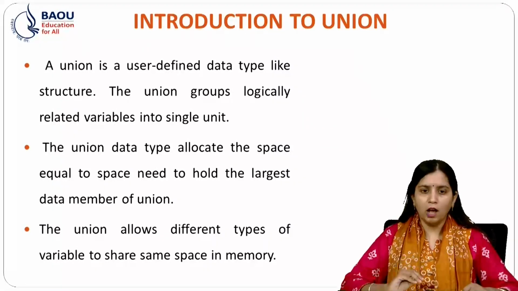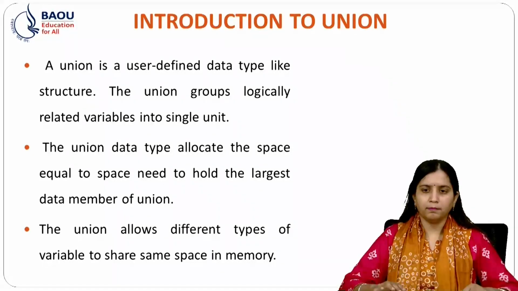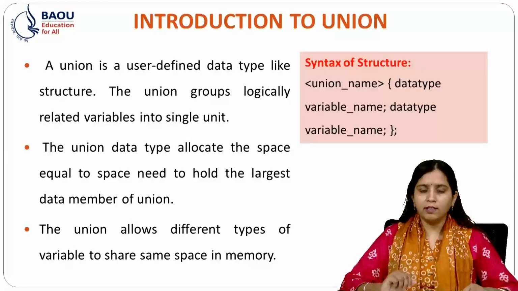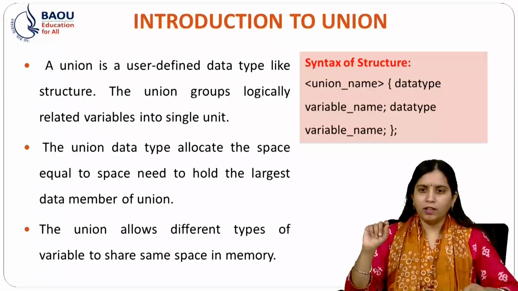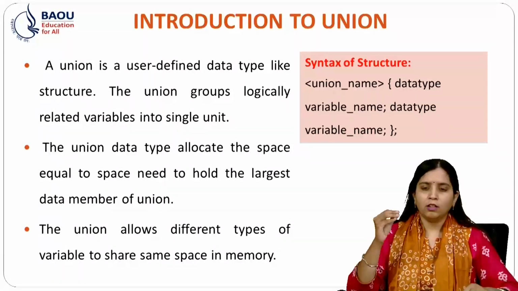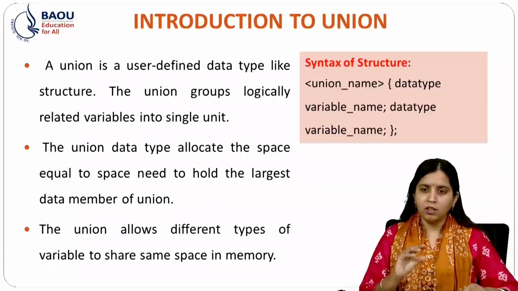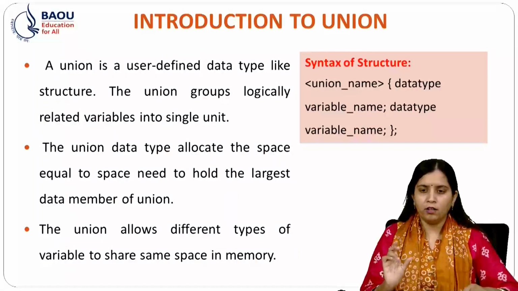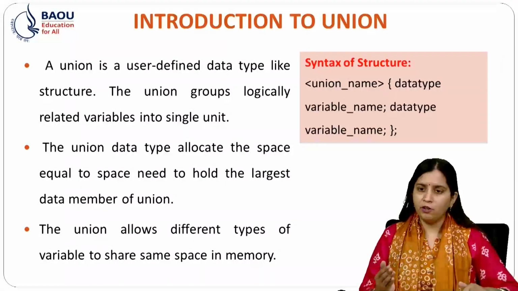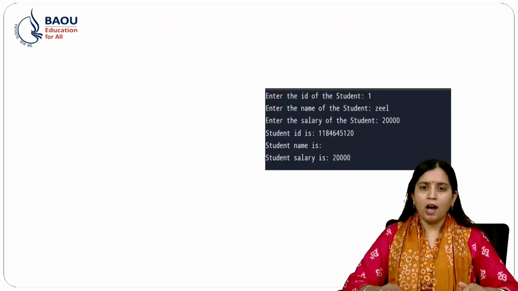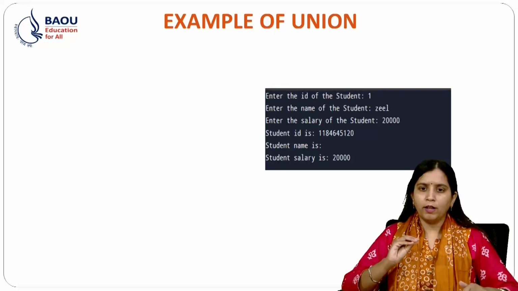So the union allows different types of variables to share the same space in our memory. So what is the syntax of our union? First union name, and after that the syntax of the union is same as structure, just we have to write a union keyword so that the compiler gets to know the difference between structure and union. So let's see how union works in our day-to-day life.